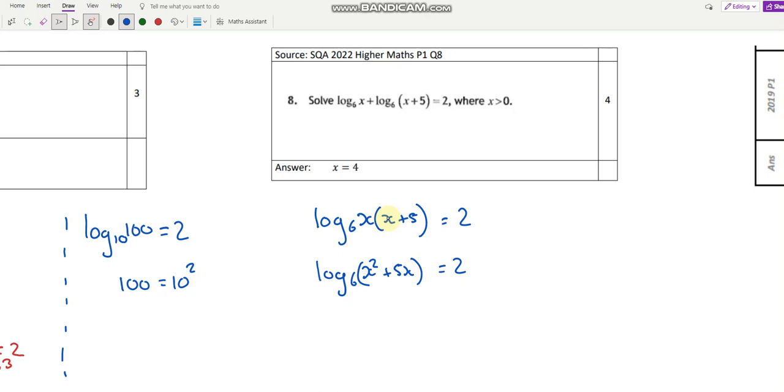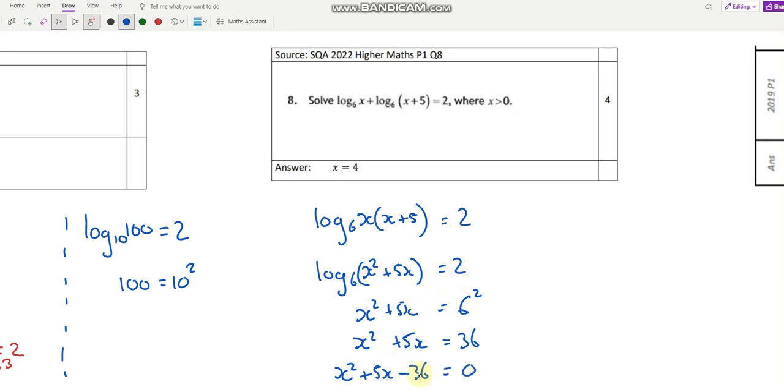Excellent. And then what is this saying then? If I think on what I just did here, how can I rewrite this to something that I could solve? Well, it's saying that x squared plus 5x has to be equal to 6 to the power of 2. If I move my 6 over here, that's the same then as x squared plus 5x being equal to 36. Looks a lot like a trinomial. Take away 36, I'm left with 0.